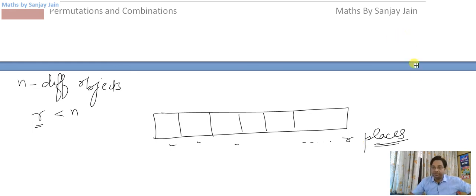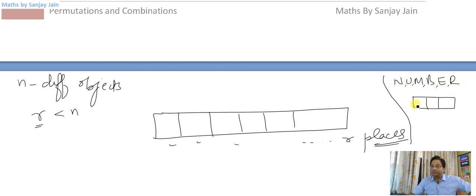For example, when we had, let us say, I have got these six letters. I have to take 3 letters out of these 6 and arrange them like this. Or in other words, I need to form 3 letter words using these letters.